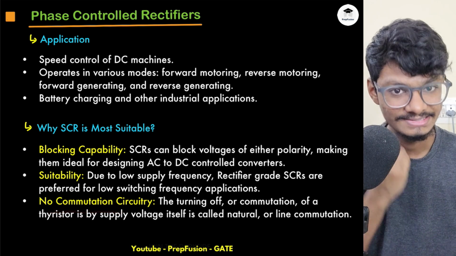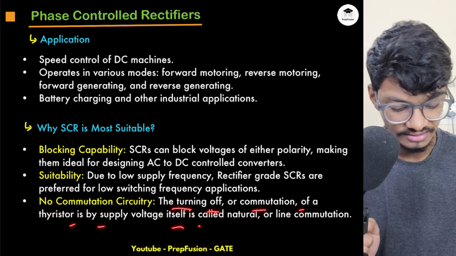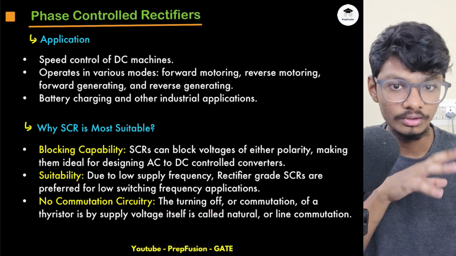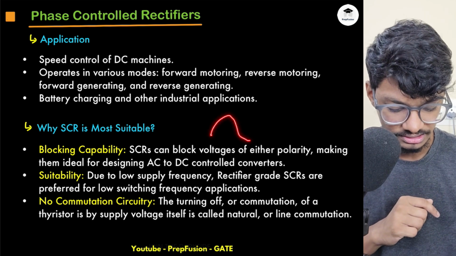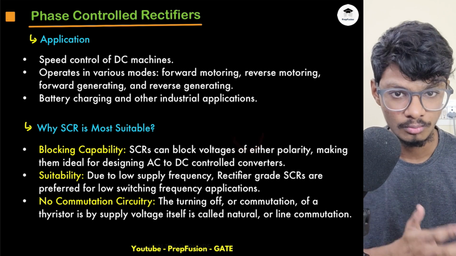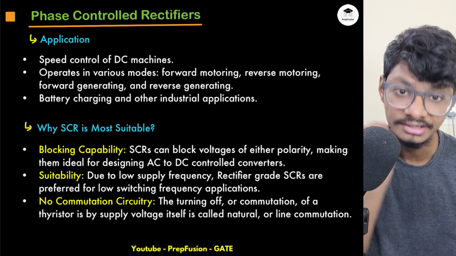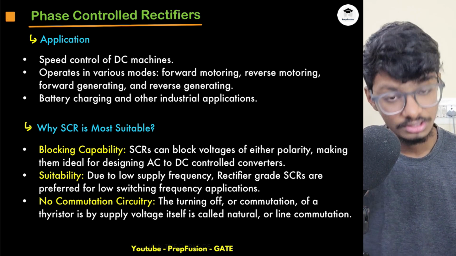No commutation circuitry. The turning off or commutation of a thyristor by the supply voltage is itself called natural or line commutation. So we don't need an external commutation circuit to turn it off, because in AC there is a natural zero. It passes through a natural zero, so it will automatically go from forward blocking mode into reverse blocking mode, and it will automatically turn off. So that is the advantage. We don't need any extra circuitry for turning the SCR off.